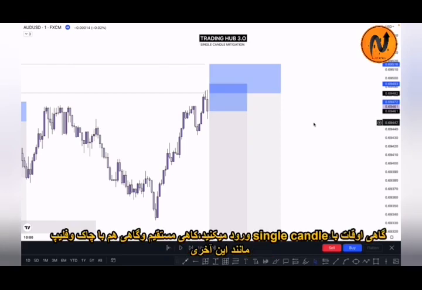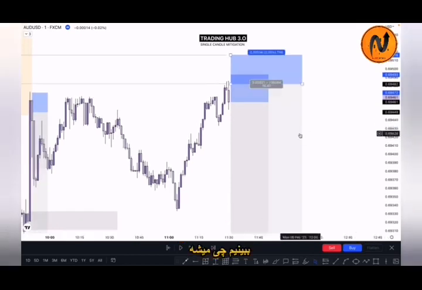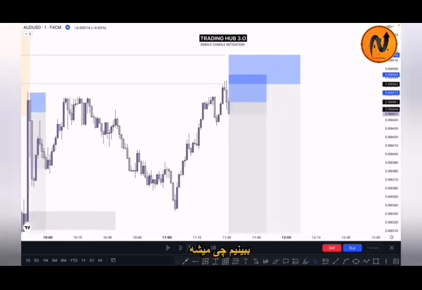Sometimes you miss the single candle order block entry, sometimes you miss the direct entry, then you can also catch the change of character based entry here. CHoCH and flip entry model are also applicable here, correct? So let's see what happened next after this one.